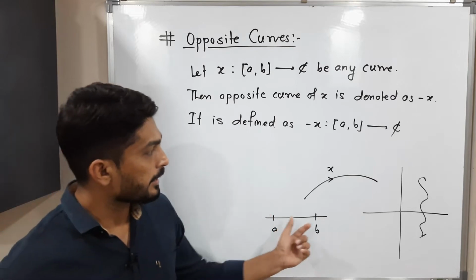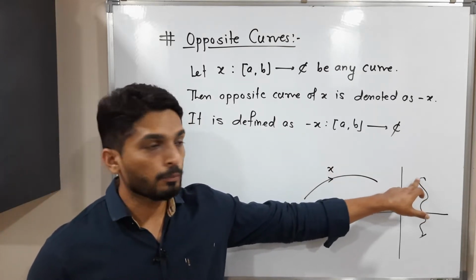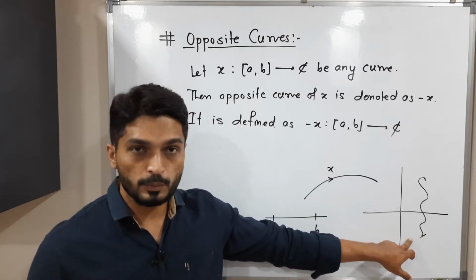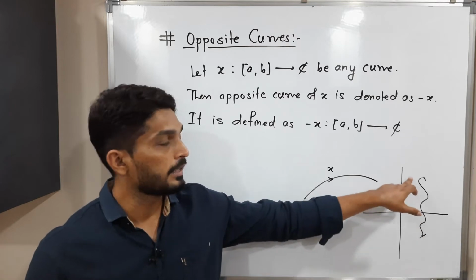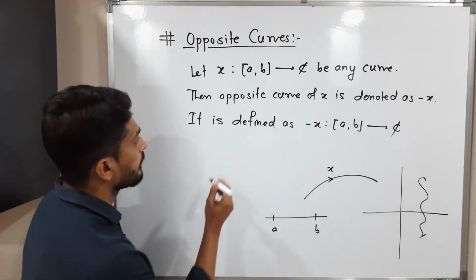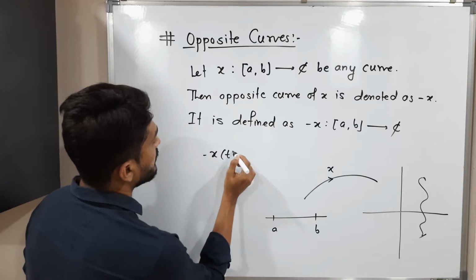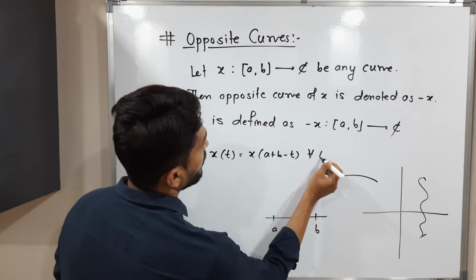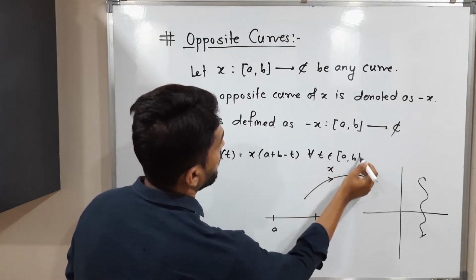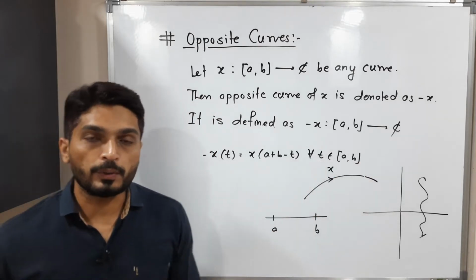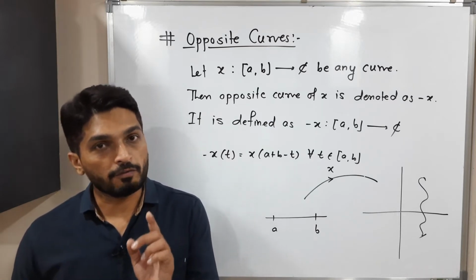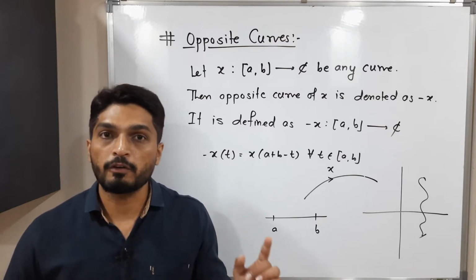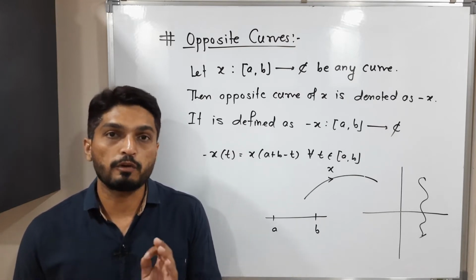So that means if the starting point of this x is here and the ending point of x is here, then the starting point of minus x will be this one and the ending point of minus x will be this one, and it is defined in this way: (minus x)(t) is equal to x(a + b − t) for all t belonging to closed interval [a, b]. So using this definition you can easily see that the starting point of x is the ending point of minus x and the ending point of x is the starting point of minus x. Okay, so this is the definition of opposite curve.